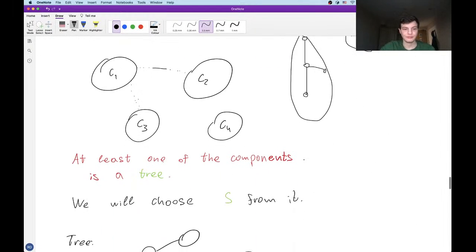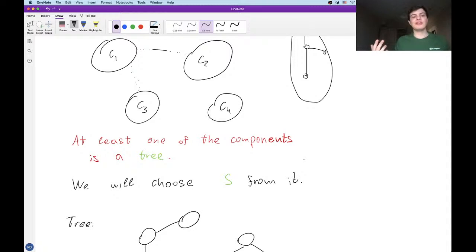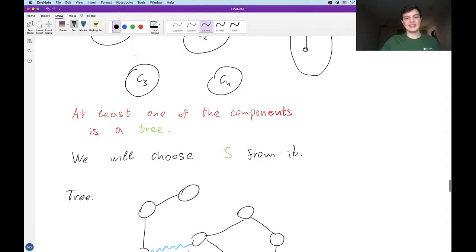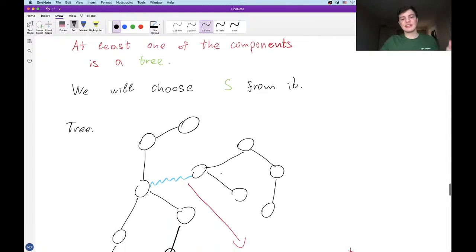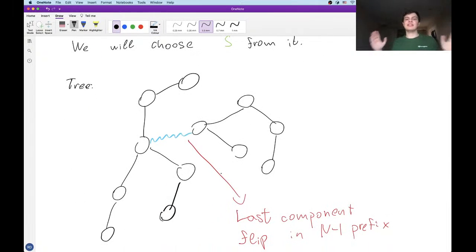So basically, at least one of the components is a tree. We already discussed this, and we are going to choose S from it. So let's say that we have found the tree. Let's remember what the edges here are. They are basically the flips that happen in the prefix of length n-1 of all flips. Let's look at the first edge from the tree that appears in this prefix, and let's say it's this one.